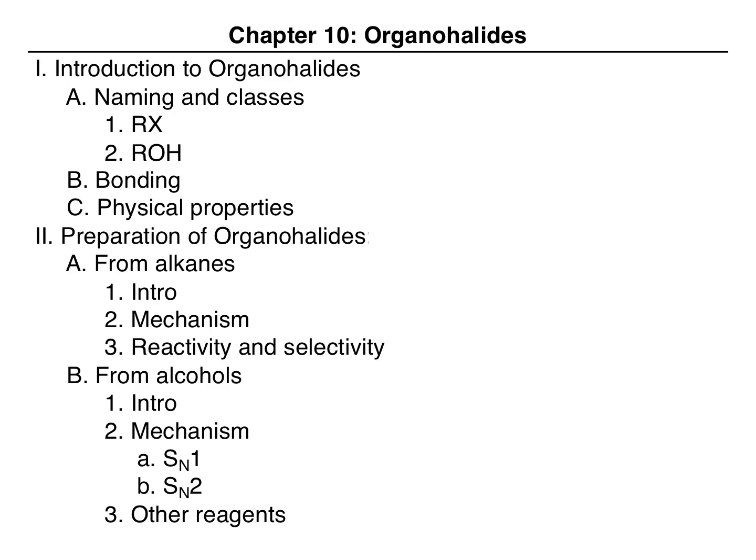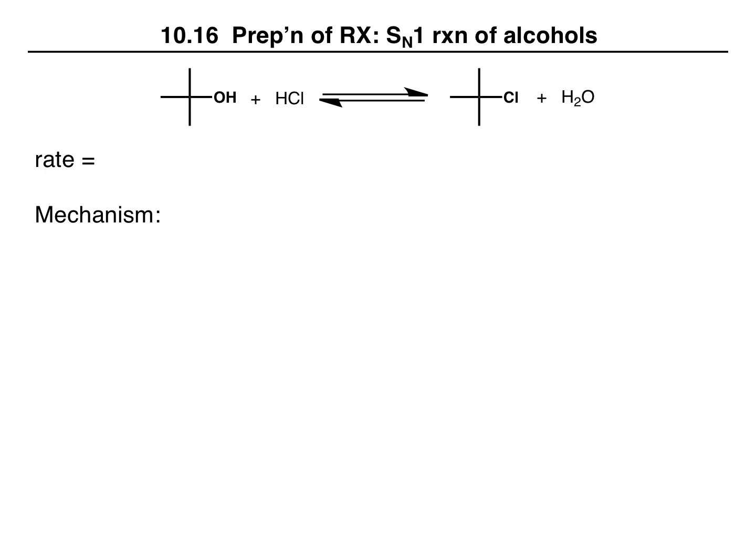In this video, we're going to continue to focus on the preparation of organohalides from alcohols, and we're looking at some of the details of the SN1 mechanism. So here we have, for example, the reaction of t-butyl alcohol with HCl to form t-butyl chloride with water as a byproduct. And as we saw in the previous video, the rate is equal to a rate constant k times the concentration of the alcohol. And so the concentration of the HX does not affect the rate of the reaction.